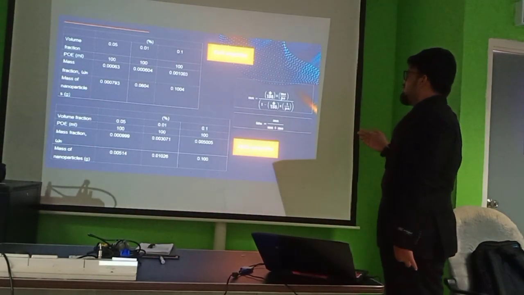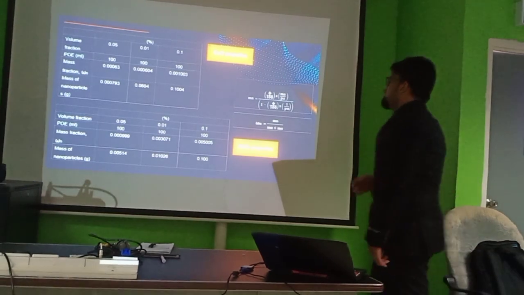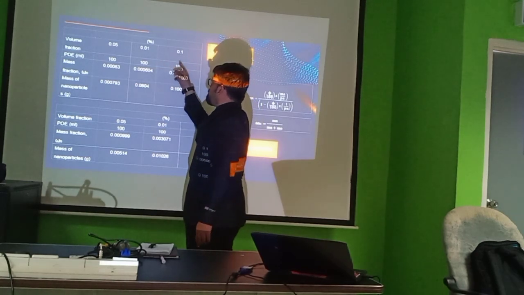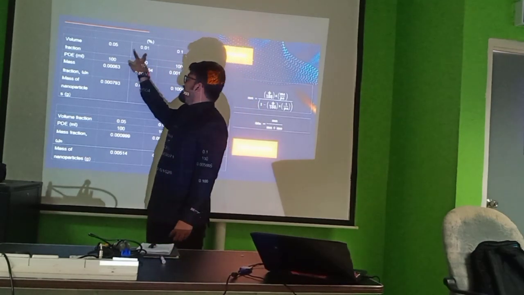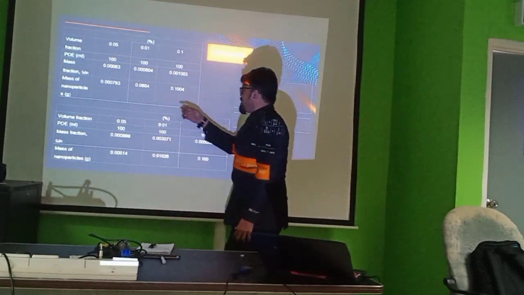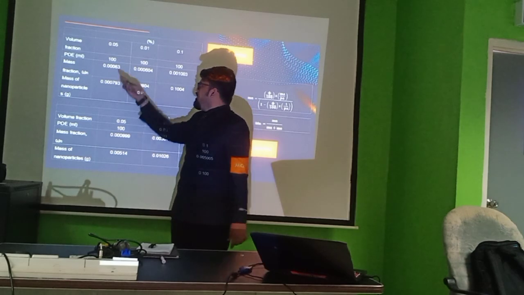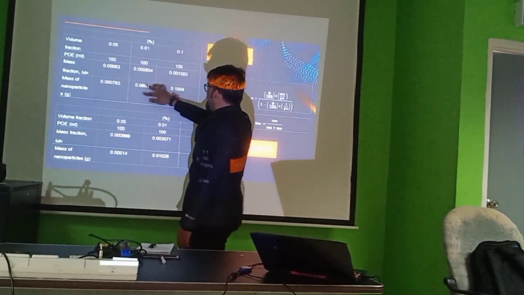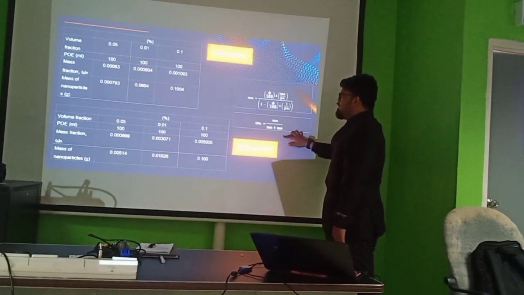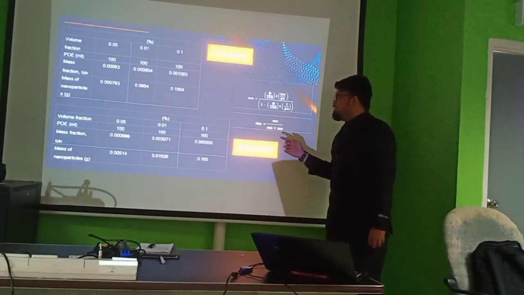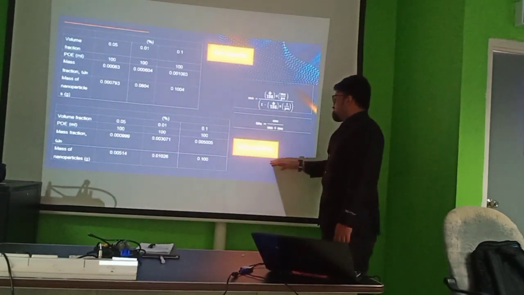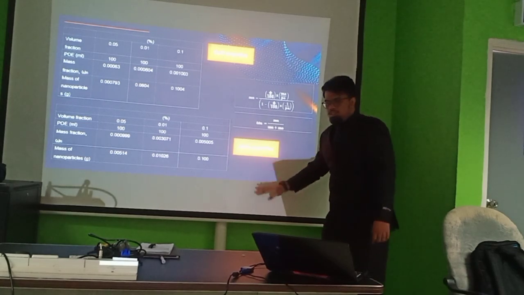Here are some theoretical calculations, where we use 0.05, 0.01, and 0.1. And then the quantity of POE is 100. These parameters we use are based on this formula that I reviewed from the journal. So this is for copper oxide properties, and this is for aluminum oxide properties.